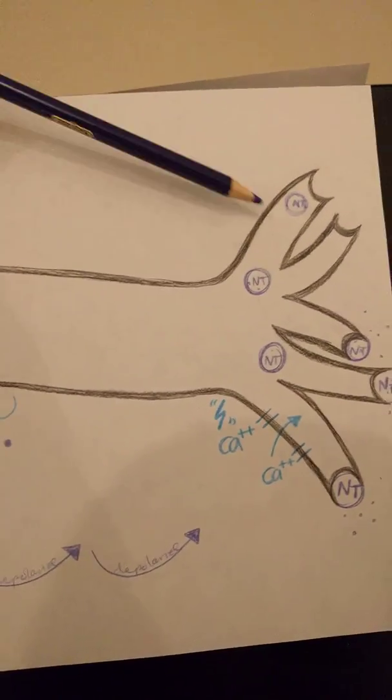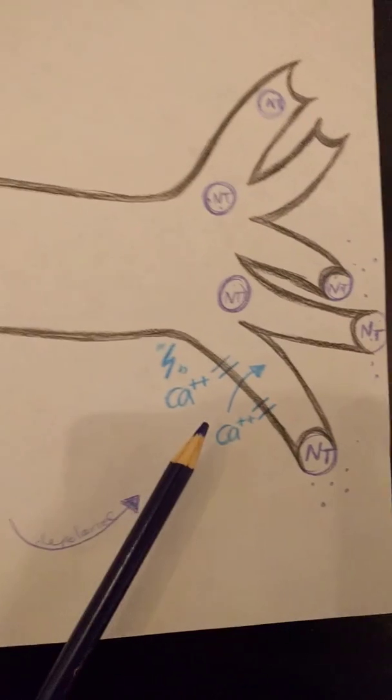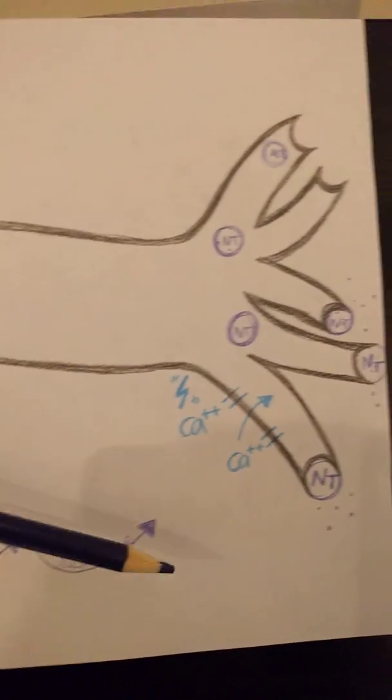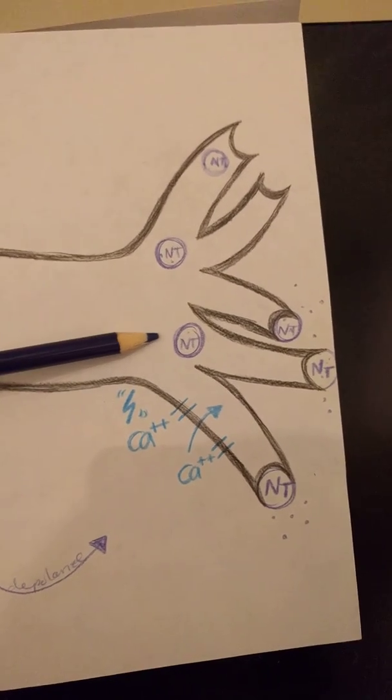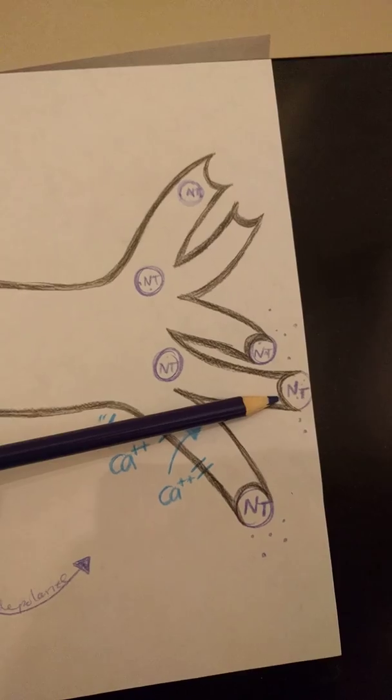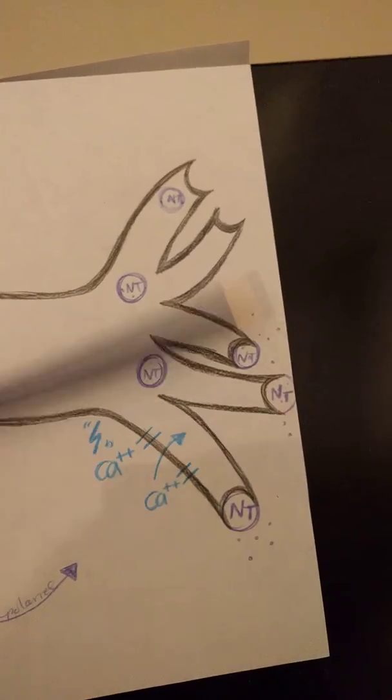As it continues all the way down to the terminal end of the axon, the voltage-gated calcium channels down here are going to open up. When calcium enters, it's going to trigger the neurotransmitter to be released via exocytosis into this synapse.